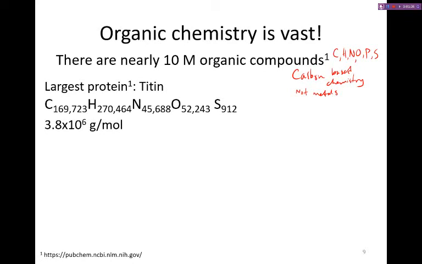The largest protein is one that's called titin. And I'm not going to read off to you the molecular formula, but you can see that it literally has hundreds of thousands of atoms within a single protein. And it has a molar mass of 3.8 times 10 to the 6 grams per mole. And while this is massive, there are in fact molecules that are even larger than that.